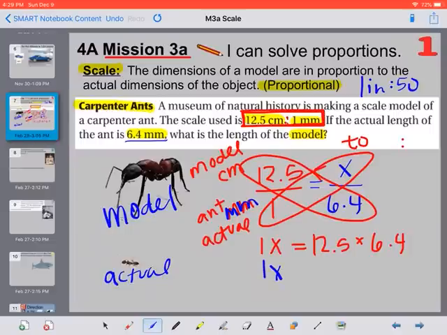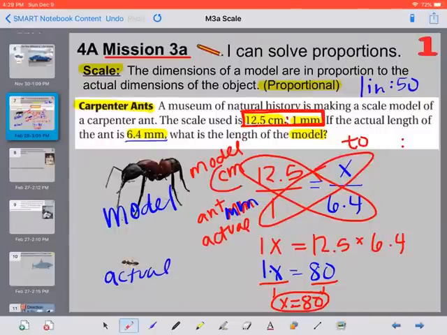So we have 1x equal to, and then we're just going to multiply those two numbers. Get my calculator here, 12.5 times 6.4 gives me 80. If we multiply by 1 here, we can divide by 1, but 80 divided by 1 is still 80. So 80 what? We were on the top here, so we're talking about centimeters. So in real life, the model of this ant is going to be 80 centimeters.